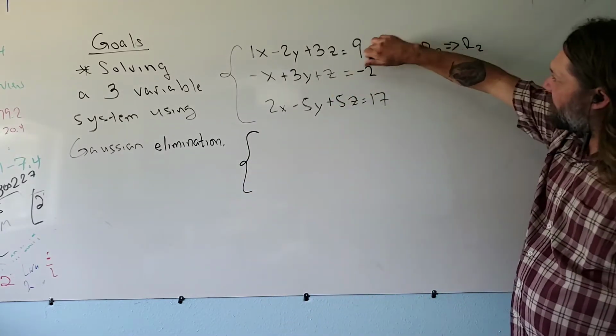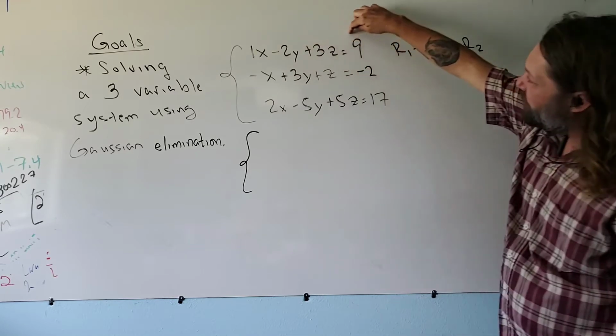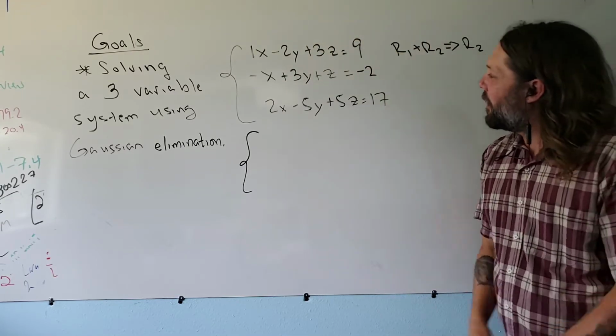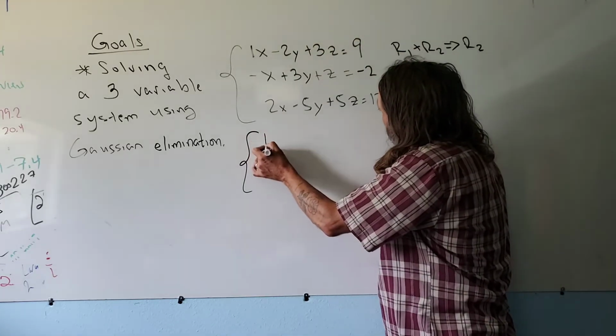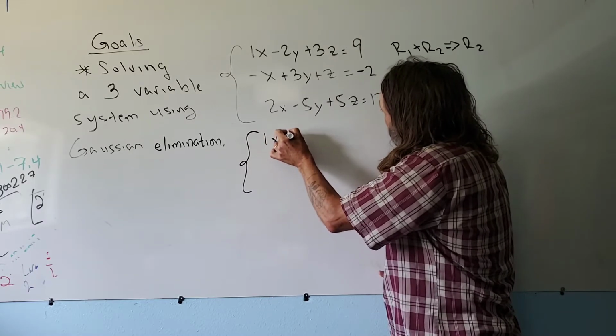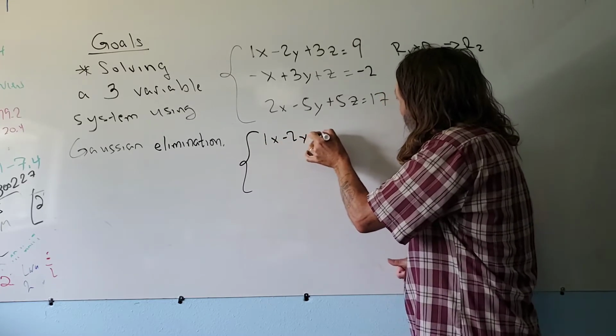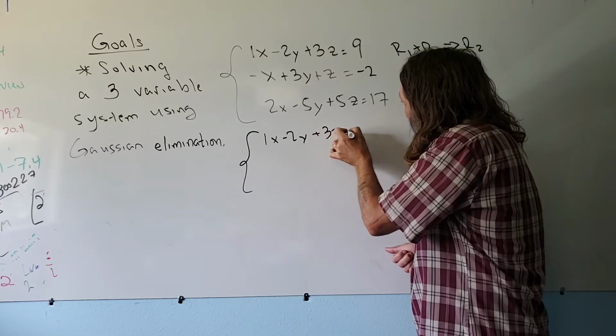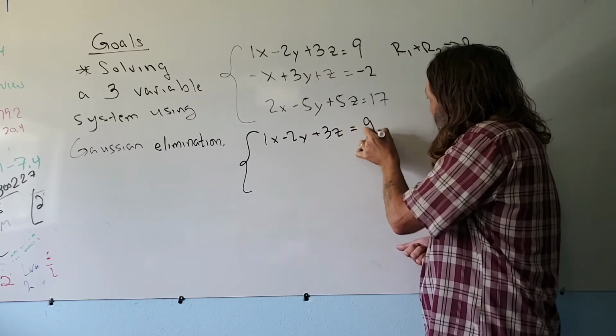I'm not doing anything in the first equation. I like this first equation. It's got 3 variables. And I'm just going to leave that as my first equation. So I have my 1x minus my 2y plus my 3z is equal to 9.